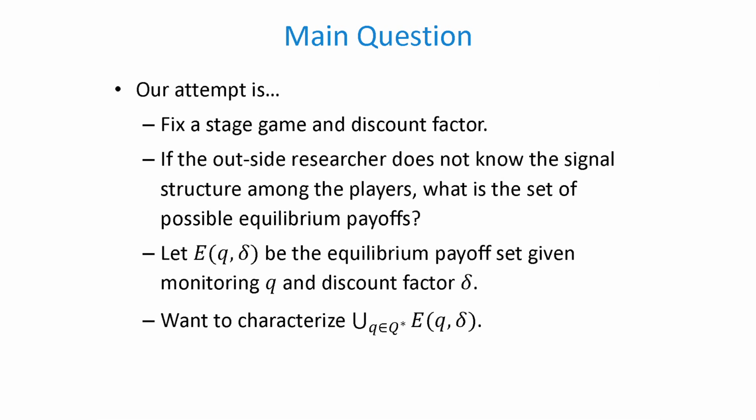Because we do not know what the monitoring structure is, so we know that Q is included in Q star, but we don't know anything else. But then, what is the possible set of equilibrium payoffs? Okay? So that's what we are trying to answer. Yeah?